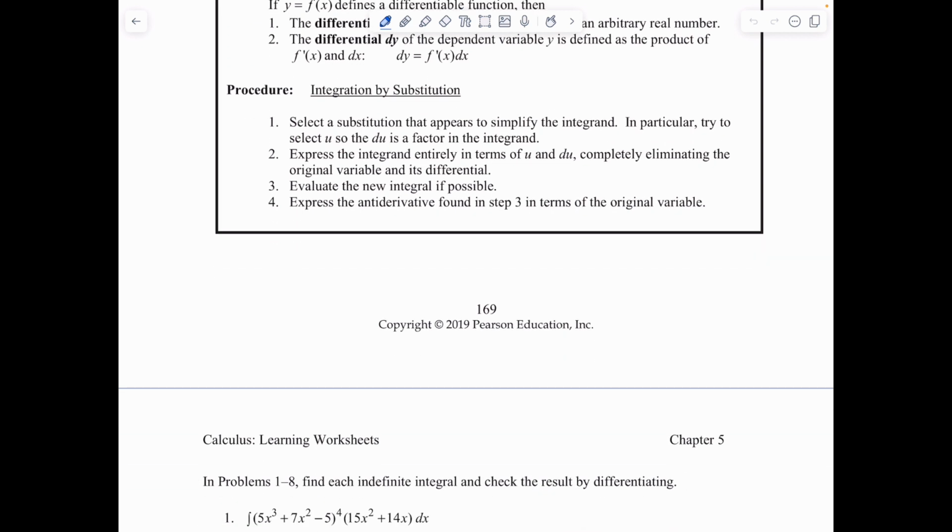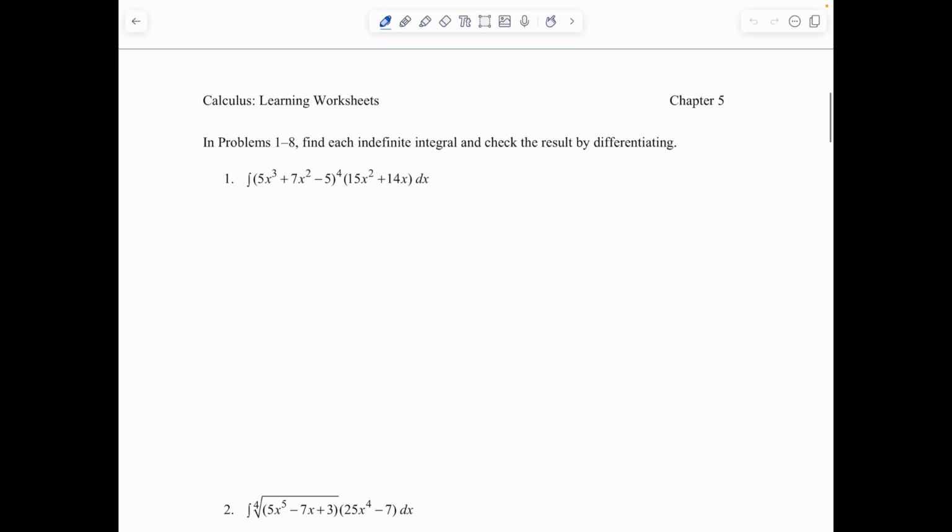The procedure we're going to use today is to select a substitution that will simplify the integrand. In particular, try to select u so du is a factor. Express it entirely in terms of u and du, eliminating the original variable and its differential. Evaluate the new integral, and then express it in its original variables. Let's do a few so that you can see how it works and how to use those formulas that we talked about.